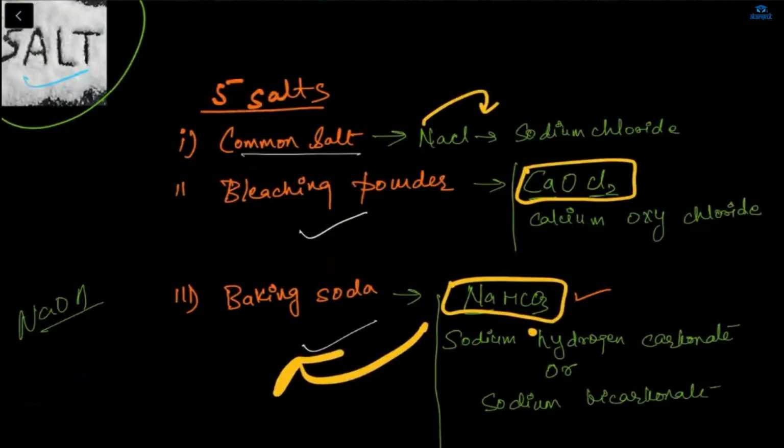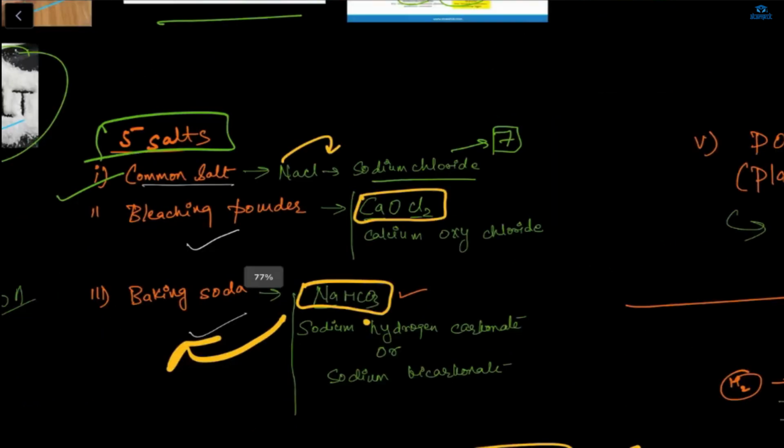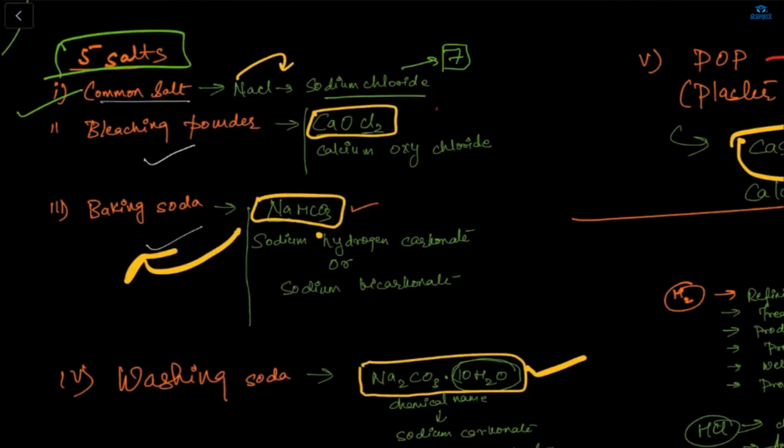Now, in this unit, we will learn five different types of salts. First was your common salt, which is NaCl, sodium chloride, pH value 7, which is neutral. Second, we will learn about bleaching powder. Third, baking soda. Then, washing soda, and the last is POP, which is plaster of Paris. So you have to learn these names.